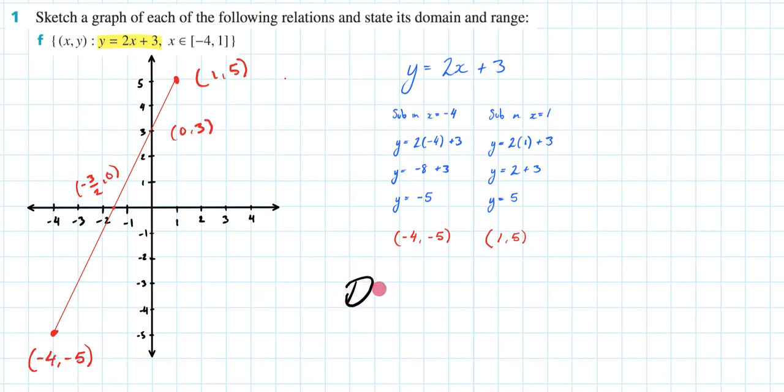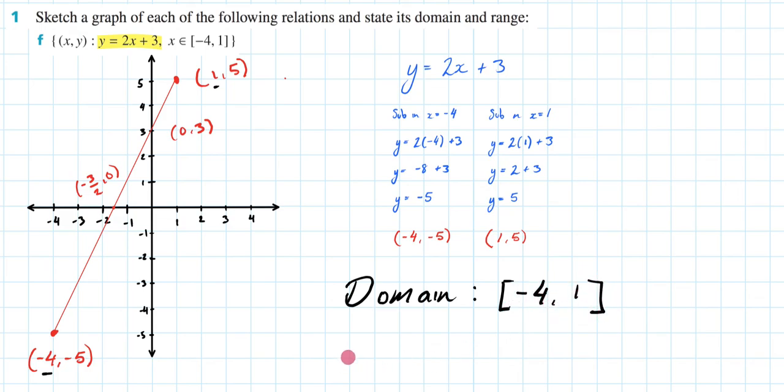My domain is going to be all my possible x values, and as you can see here, my x values are going to be from -4 all the way to 1. And we're actually given that in the question itself. It's going to be from -4 to 1.